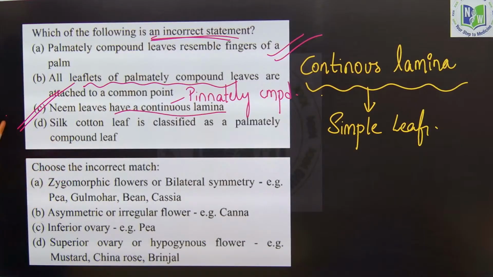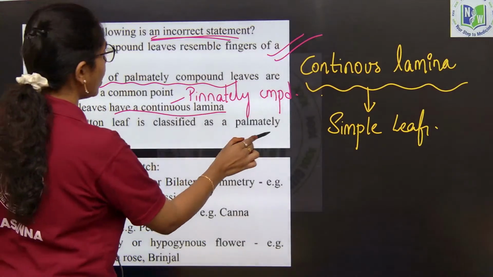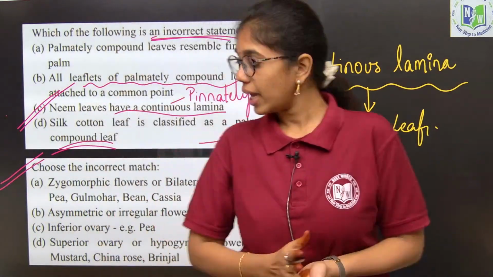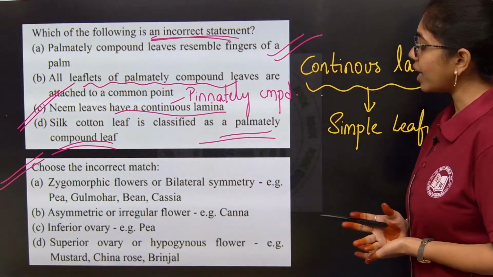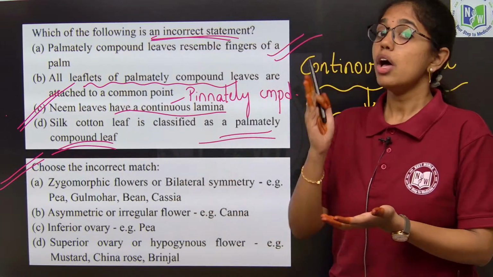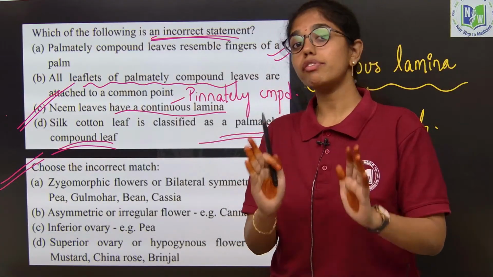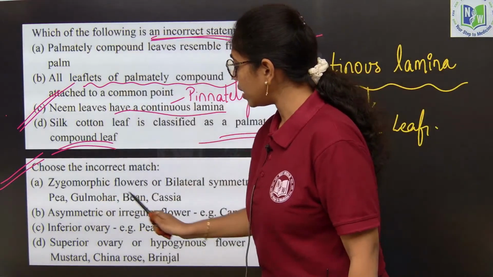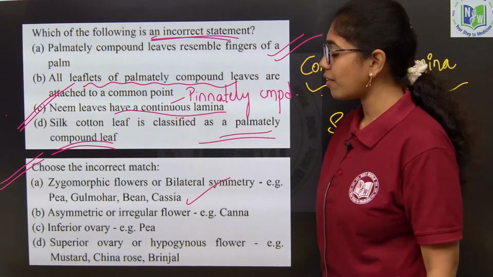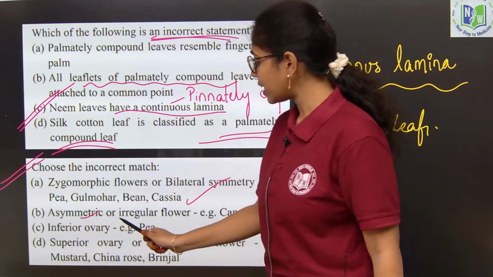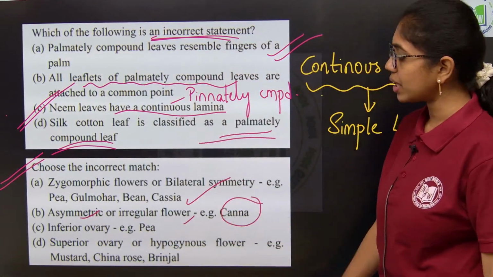And in D, if you see, silk cotton leaf is classified as what? Palmately compound leaf. Then the next question, choose the incorrect match he is asking. Zygomorphic flowers are bilaterally symmetrical. Yes, where only a single plane will divide the flower into two equal halves. Examples of zygomorphic flowers include pea, bean, cassia, gulmohar. Asymmetric flowers are where no plane can divide the flower into two equal halves. The best example of an asymmetric or irregular flower is canna.